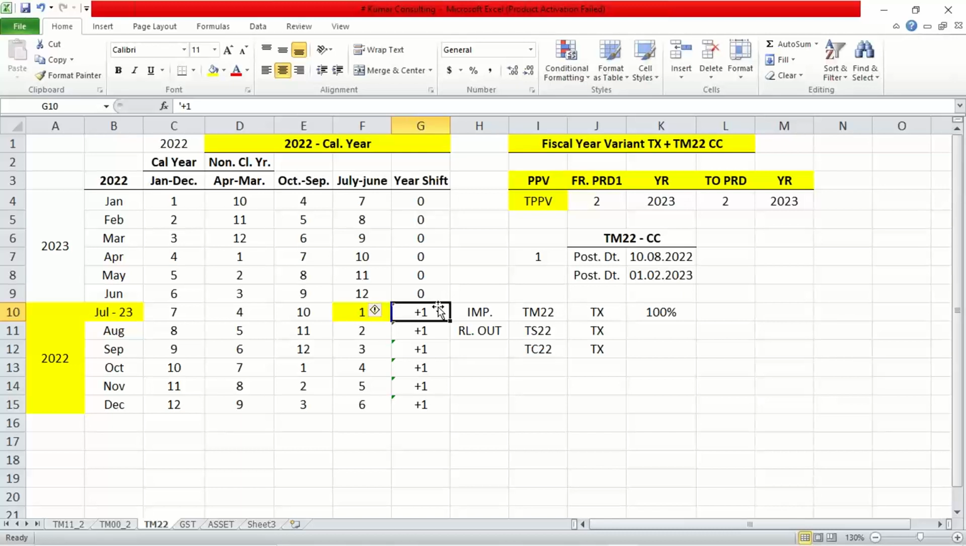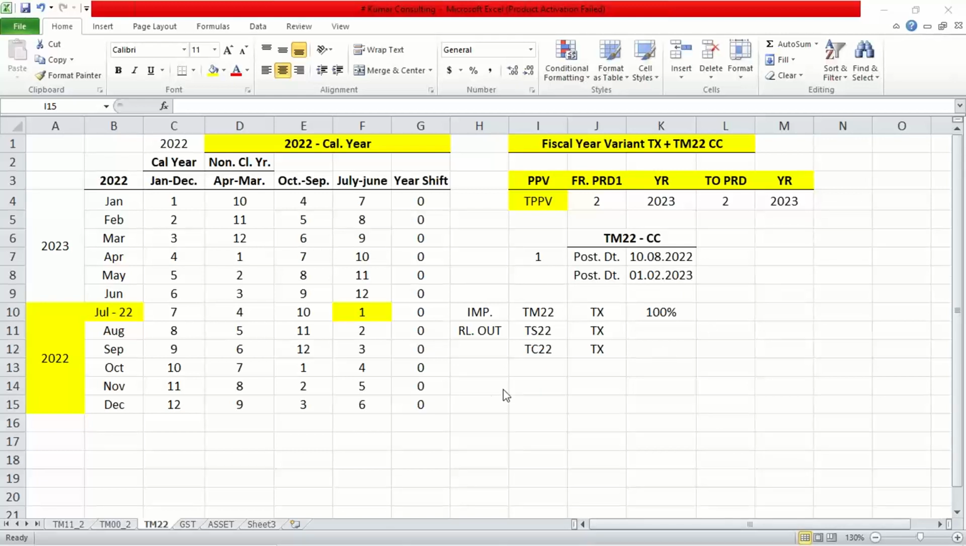And now tell me, guys, let's suppose the client says July onwards, actually 22 is going to be started. In that case, what will happen?